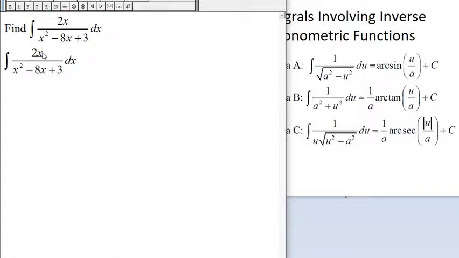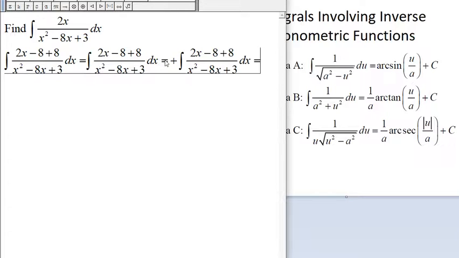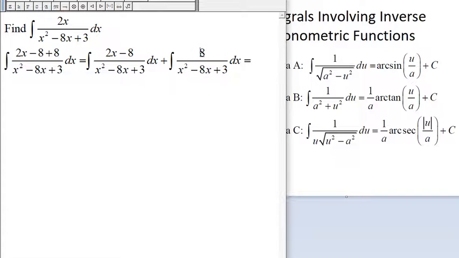So what we can do is do minus 8 plus 8. And so minus 8 plus 8 is just 0. And then we can split this up like this. So this is 2x minus 8 plus 8, and then we'll do the two integrals separately.